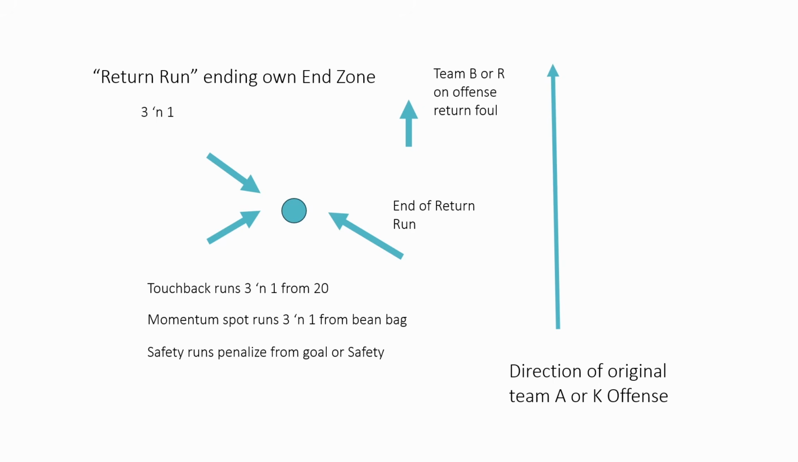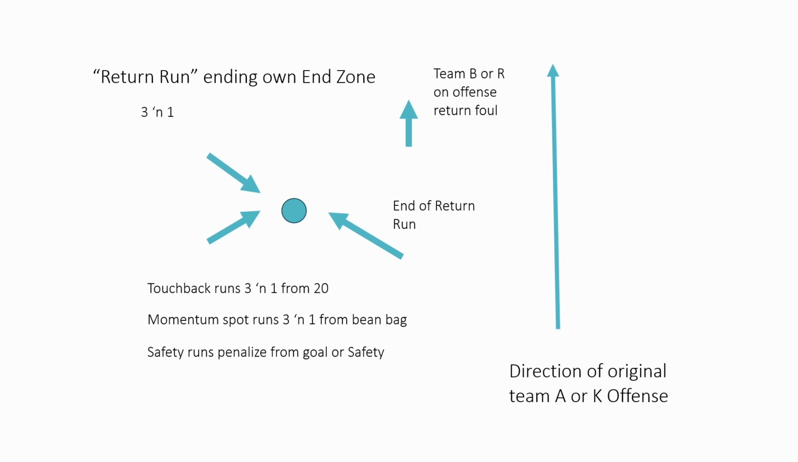Similarly, B intercepts at the 3-yard line. The beanbag is marking the momentum spot. He's carried into the end zone by his own momentum and goes down there. Then you have a momentum situation. Where you have a touchback run or a momentum run, you treat it as though the run ended at the 20 in the case of a touchback or at the beanbag in the case of a momentum play. In a safety run, if B has intercepted and for some reason made an end run through his own end zone where the momentum rule does not apply, then we're going to penalize from the goal line in that situation.